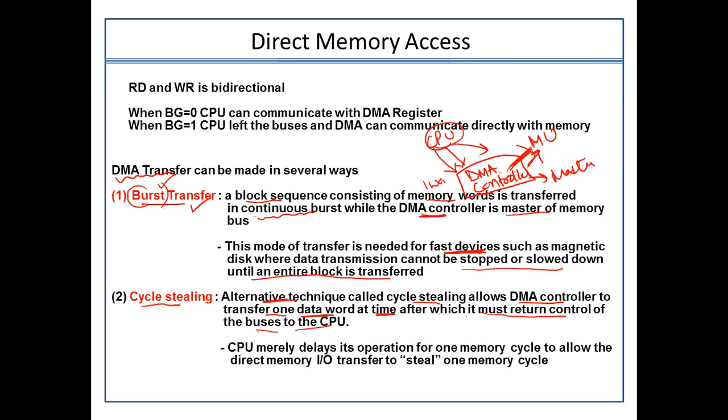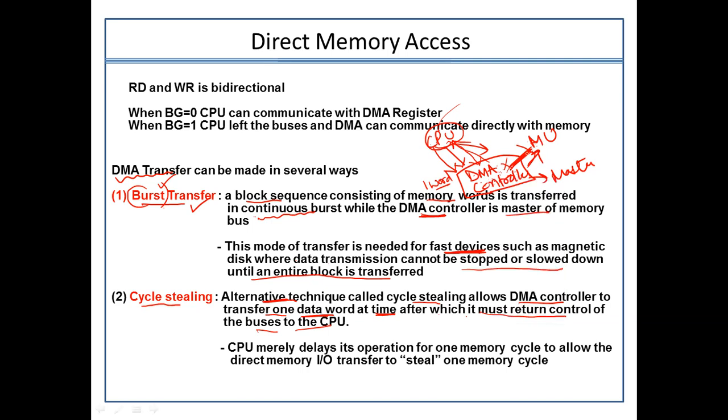Once it has transferred the one word to the main memory, this DMA controller will release its bus to the CPU, so that the CPU can access the main memory. Then only, once it starts to send the request again or to access the memory, it will steal another cycle from the CPU, and again take the grant of all the buses to directly talk to the main memory.